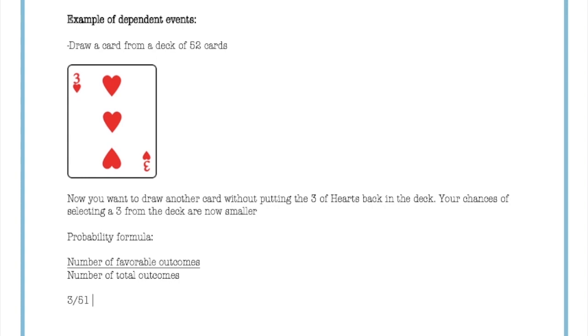The total number of outcomes is now 51 instead of 52 because we originally had a full deck but removed one card, the 3 of hearts. And the number of favorable outcomes is now 3 instead of 4 because we removed the 3 of hearts earlier and never put it back. This is an example of a dependent event because the probability of picking out a 3 from the deck went from 4 out of 52 to 3 out of 51. And the event of picking out a 3 for the second time was affected by picking out the 3 for the first time.